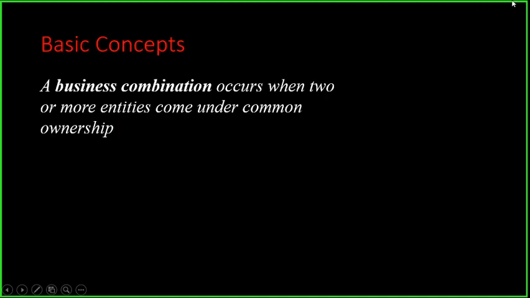Okay, so this is the definition of business combination. As we said last time, it occurs when two or more entities come under common ownership. So if you remember CMA, what is CMA? C for consolidation. This is when A and B, the old companies, combine, there will be a newly created company. So this is now what you call consolidation.